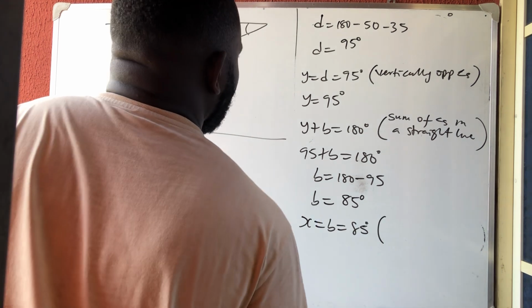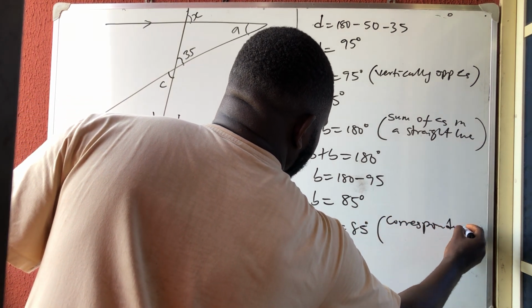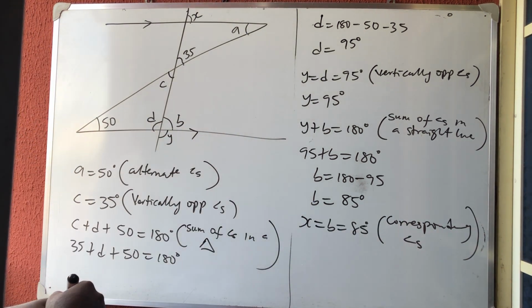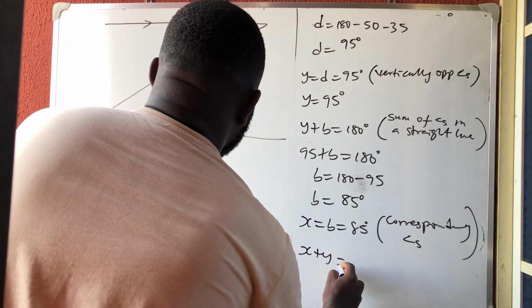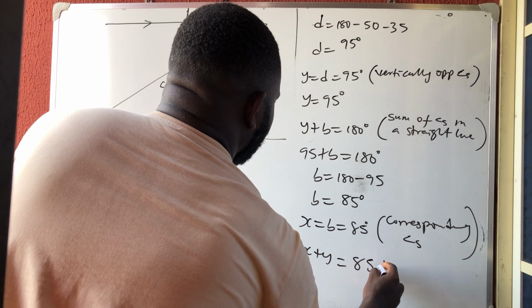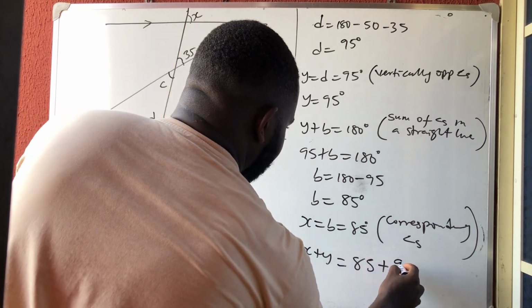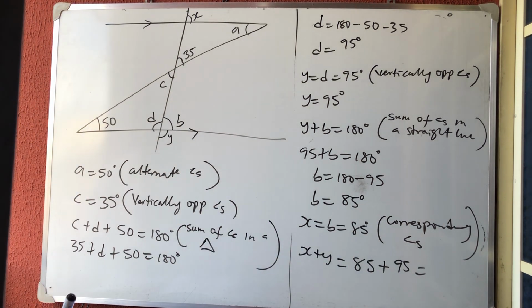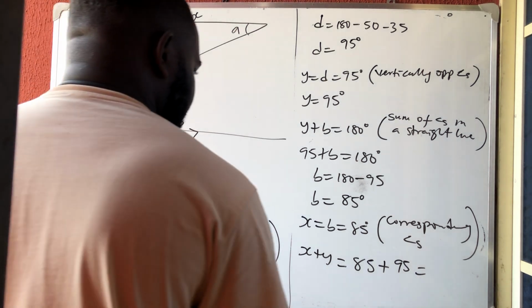And what is my reason? Corresponding angles. Okay, so that is that. You have gotten your Y and X. So they say we should get X plus Y, which is what? 85 plus, what is my Y? Plus 95. And 85 plus 95 is 180. So 180 degrees.